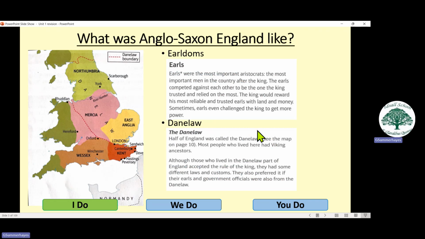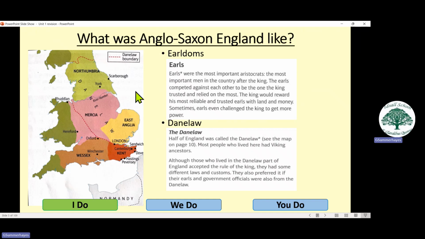Okay, Anglo-Saxon England was split up into earldoms, Wessex being the most powerful, if not the biggest, and then the others: Mercia, where we are, Northumbria, East Anglia, and Kent, with a little bit of Wales and Cornwall and Scotland in the mix. But also importantly is this dotted line of the Danelaw, above which were areas where the Vikings had settled and had Viking ancestors.